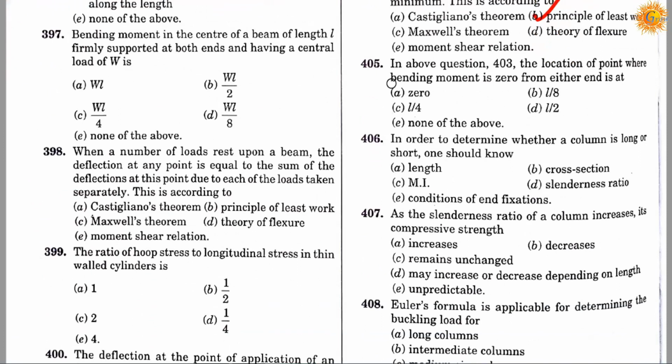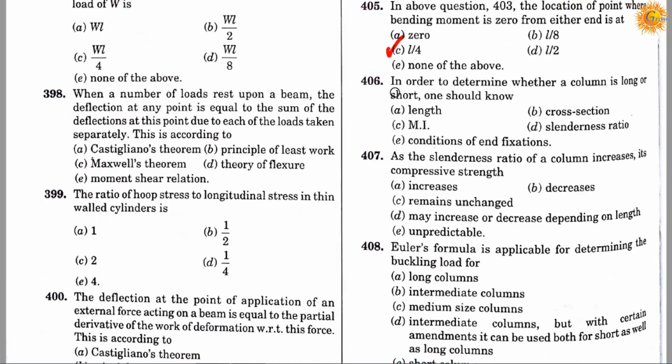Question number 405. In the above question 403, the location of the point where the bending moment is 0 from either end is at: option A, 0; option B, L/8; option C, L/4; option D, L/2; option E, none of the above. The correct answer is C, it will be L/4.